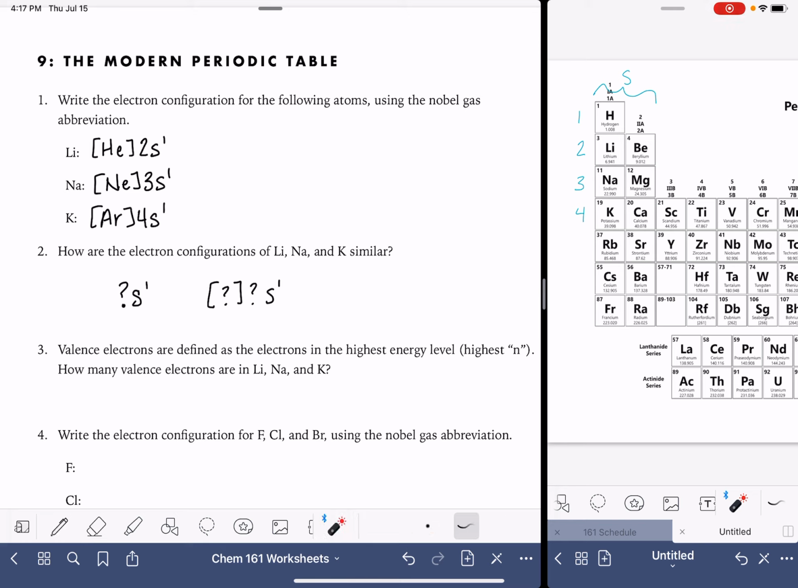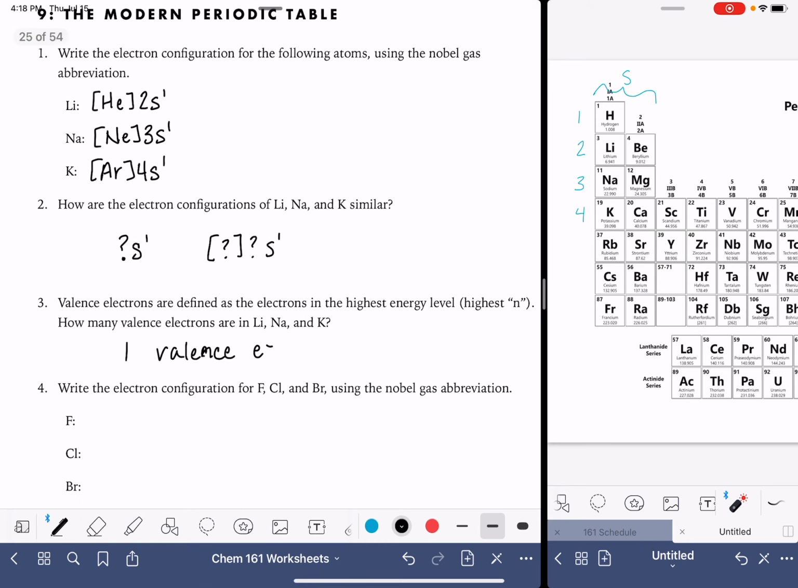Valence electrons are defined as the electrons in the highest energy level. Remember, the energy level is the number n, 2 or 3 or 4. How many valence electrons are in each one of these? Well, the number of electrons in the highest energy level for lithium is 1. For sodium, in the n equals 3, there's 1. For potassium, in the n equals 4, there's also 1. So all of these have 1 valence electron. So that's another thing that they have in common.